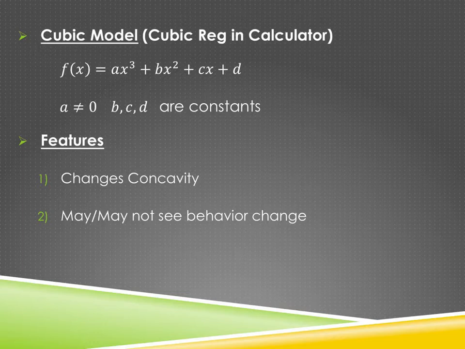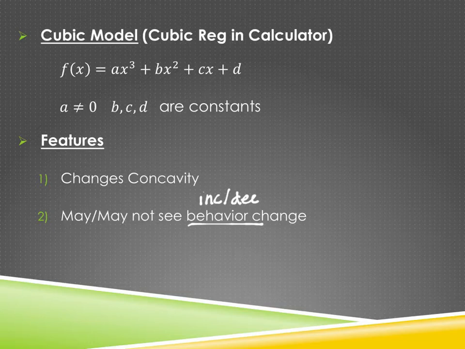And there are a couple of features that are really important for cubic models. The first one is that it changes concavity. So it goes from concave up to concave down, or concave down to concave up. The second one is something you may or may not see, and that's a behavior change. And by behavior, we always mean increasing, decreasing. That's the behavior. Is it increasing, is it decreasing, or is it constant? But that doesn't apply right now.